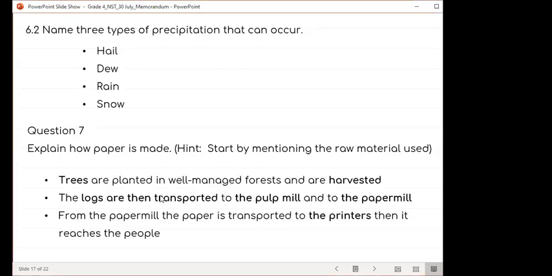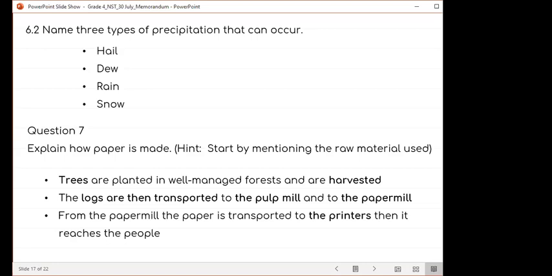So what I have here, we said that trees are planted in well-managed forests and they are harvested. So you had to mention the trees, okay? Because in order to make paper, we use wood from the trees. And then the second point that you should have mentioned in order to get your second mark, is that the logs are transported to the pulp mill and to the paper mill.